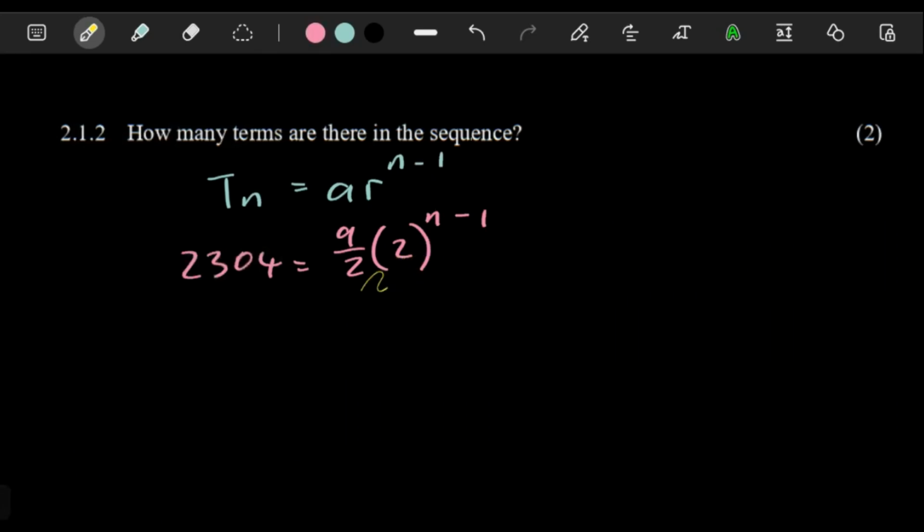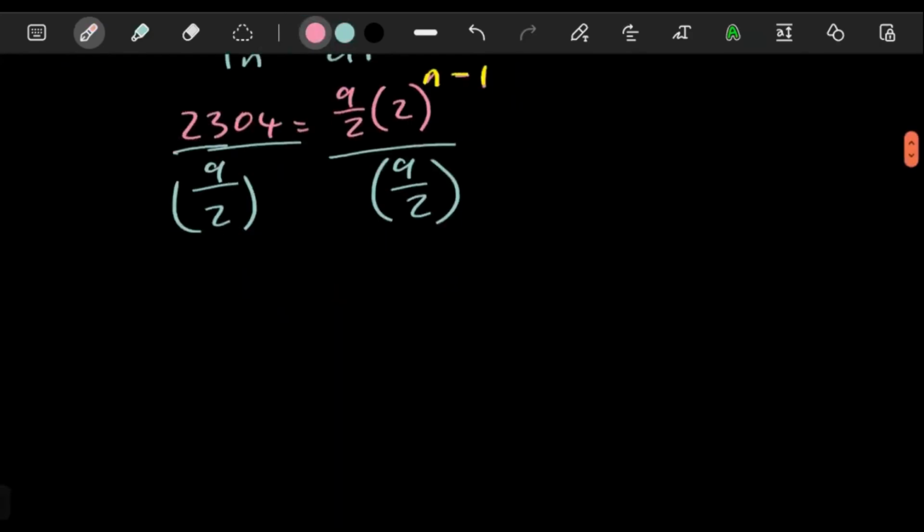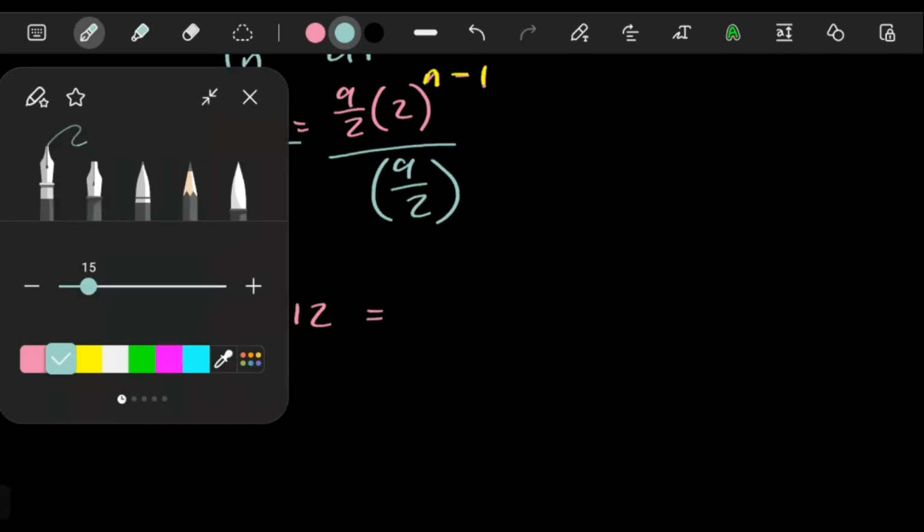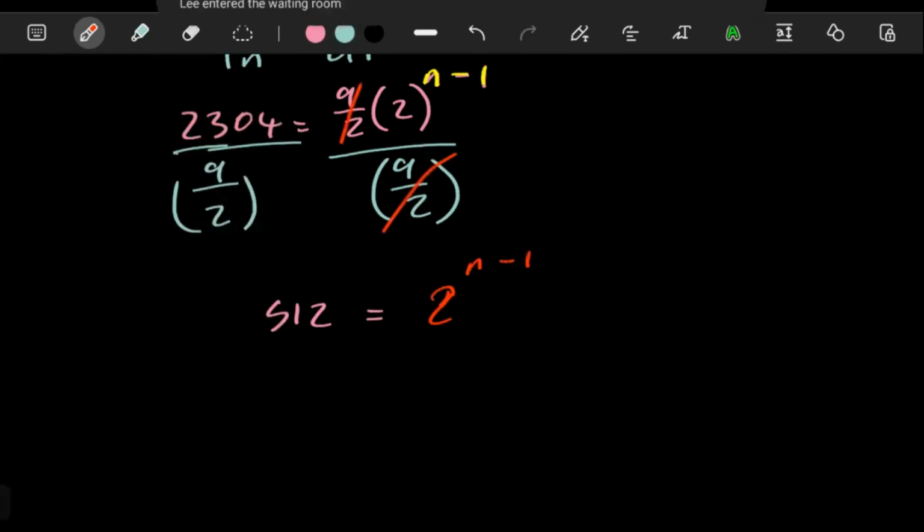So solving for n, remember, don't make the mistake of multiplying this. You cannot do that because of the exponent here. What you want to do is to get rid of the 9/2 first. And you can easily do that by dividing by 9/2 on both sides, of which the answer that you get on the left side of the equation, you can just get from your calculator. So 2,304 divided by 9/2 is going to give you 512. And then on the right hand side, these cancel each other out, and you have 2 to the power of n-1.